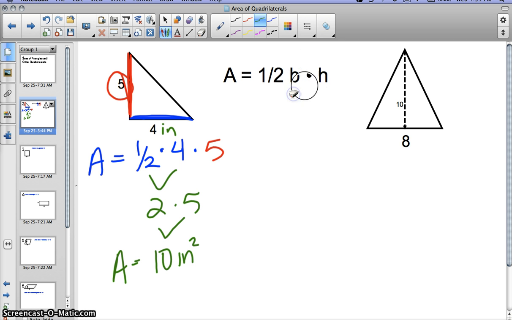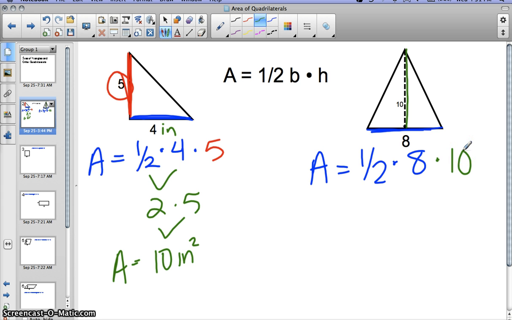Let's jump over to the other example we've got. Again, area equals 1/2 times the base. Base is going to be 8, and my height is going to be 10. So 1/2 of 8 gives me 4, times my height of 10 gives me 40, and say this is feet. We're looking at 40 square feet.